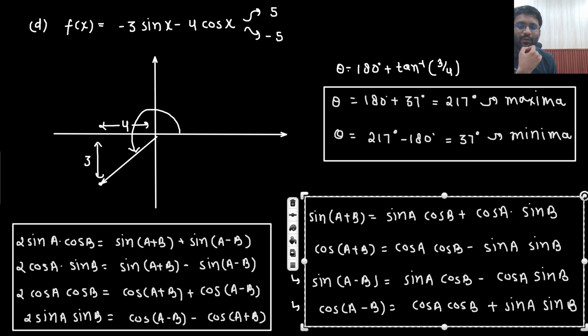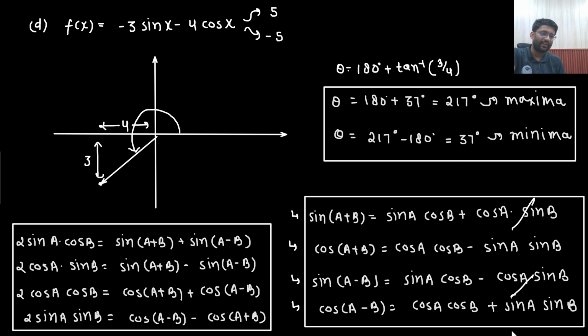If you just remember these two, sin A plus B and cos A plus B, then from sin A plus B you can write down sin A minus B, and from cos A plus B you can write down cos A minus B. Now what you need to write down? 2 sin A cos B. What you need to do is add both of the equations. So sin A plus B plus sin A minus B. This and this will get cancelled out. So what answer you will be getting? 2 sin A cos B.